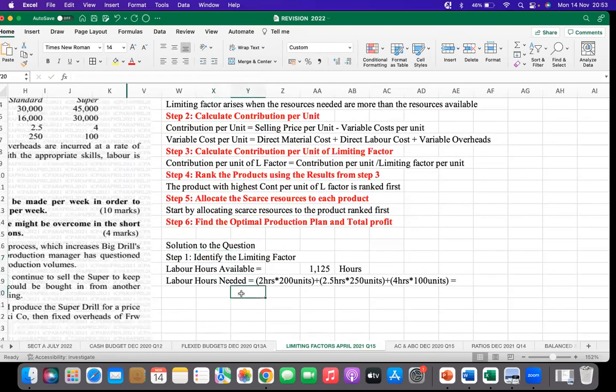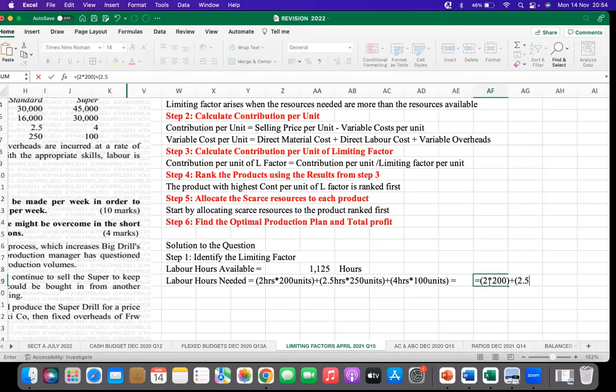So let me do maybe the first one. This one will give you... Okay. 2 times 200 plus, in brackets, 2.5 times 250, close the bracket, plus 4 times 100, close the bracket. It gives you 1425 hours.